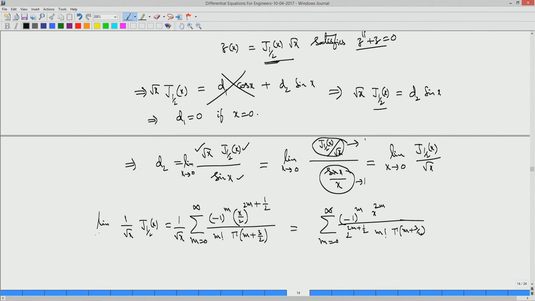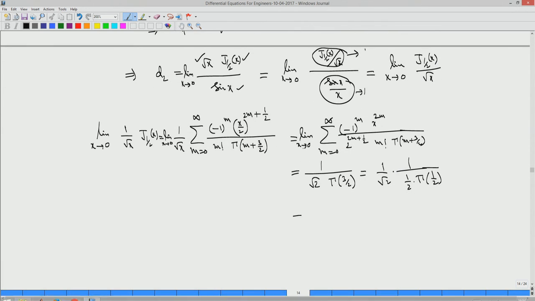So, this is the limit I am looking for. If you take the limit as x goes to 0, the terms run from the constant plus x squared, x to the power 4, and so on. All the coefficients of x squared and x to the power 4 will be 0 as x goes to 0. Only the constant term, corresponding to m equal to 0, remains: 1 divided by root 2, m factorial, where 0 factorial is 1, gamma of 3 by 2. This is 1 by root 2, 1 by 2 into gamma half.